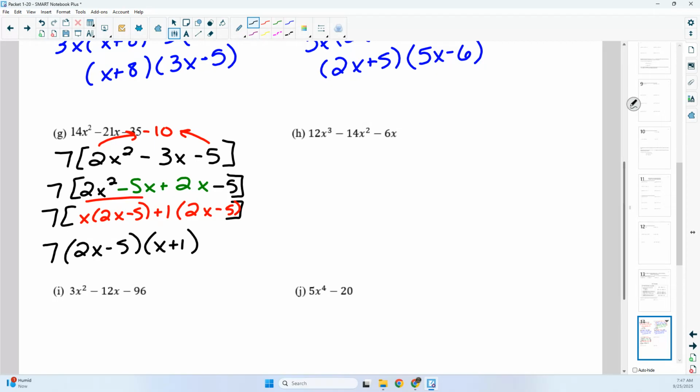The next one, I again have a GCF. My GCF is 6x. I see that I am going to still need to do AC grouping when I take it out.